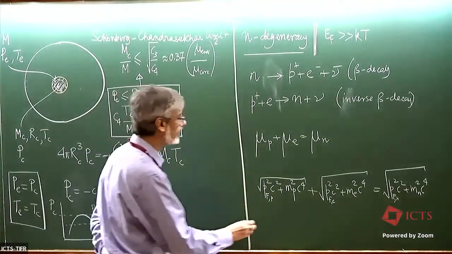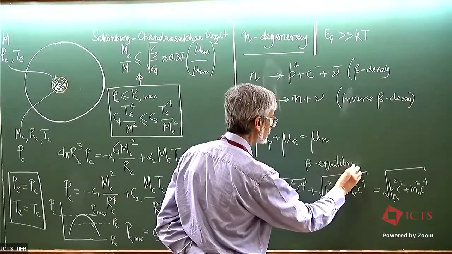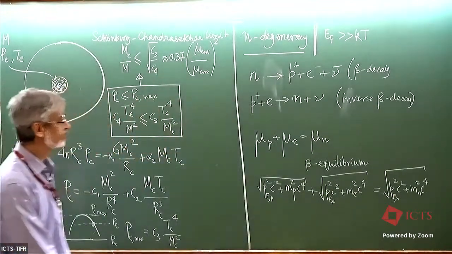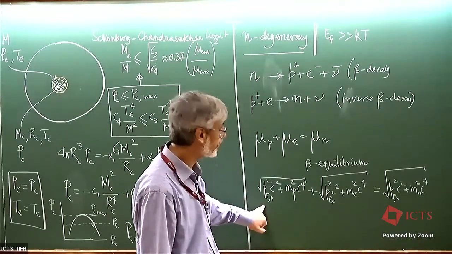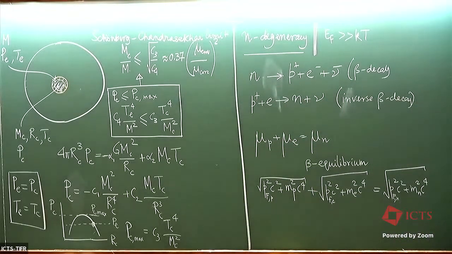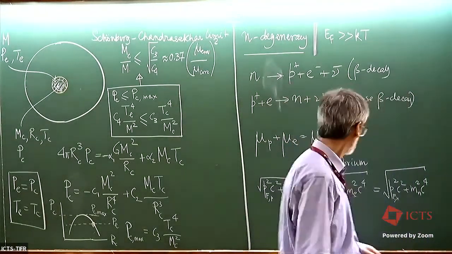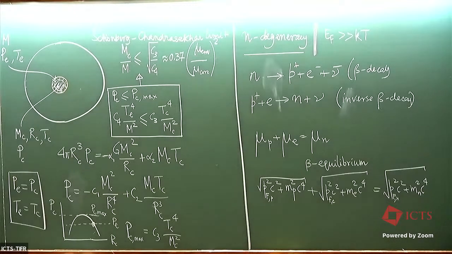And when this is satisfied, you say the system is in beta equilibrium. Note that the Fermi momentum of protons and the Fermi momentum of electrons will be equal, because the Fermi momentum depends only on the number density, and because of charge neutrality, you will have an equal number of protons and electrons per unit volume. So these two Fermi momenta are equal. But of course, the Fermi energies are not equal, because the energy also includes the rest mass.